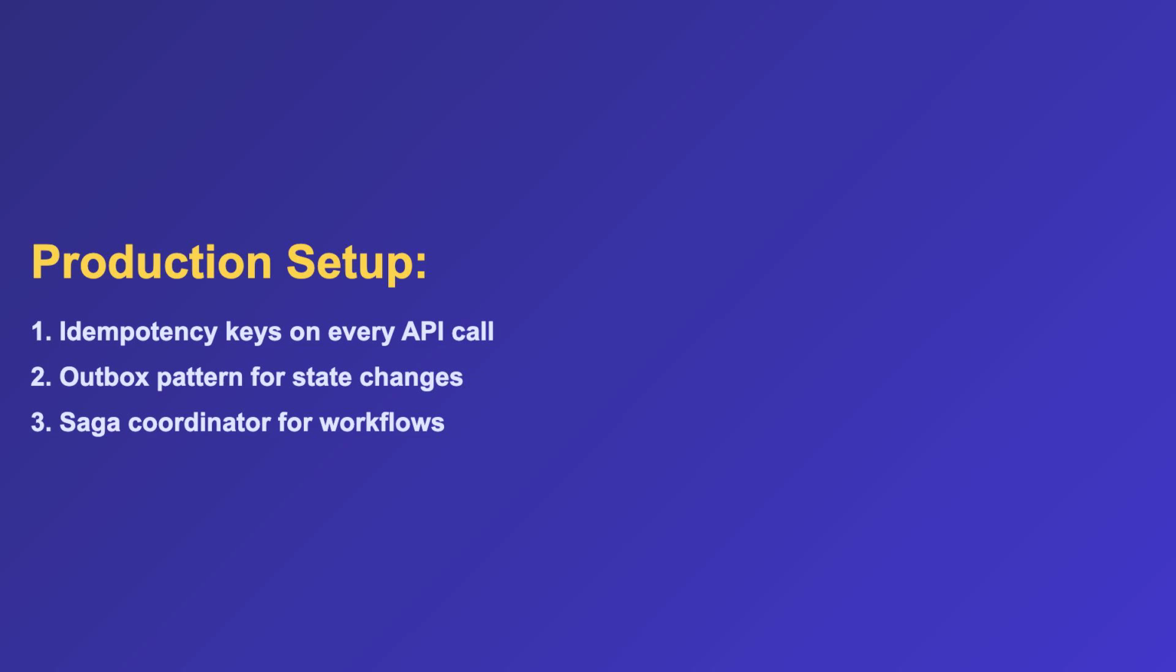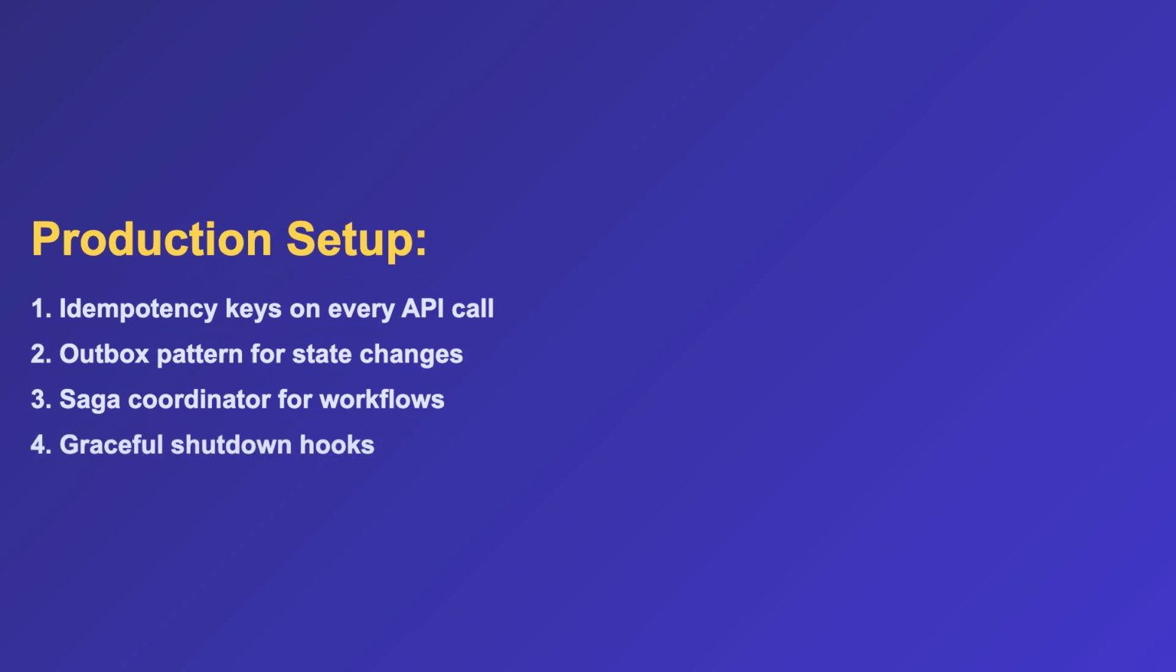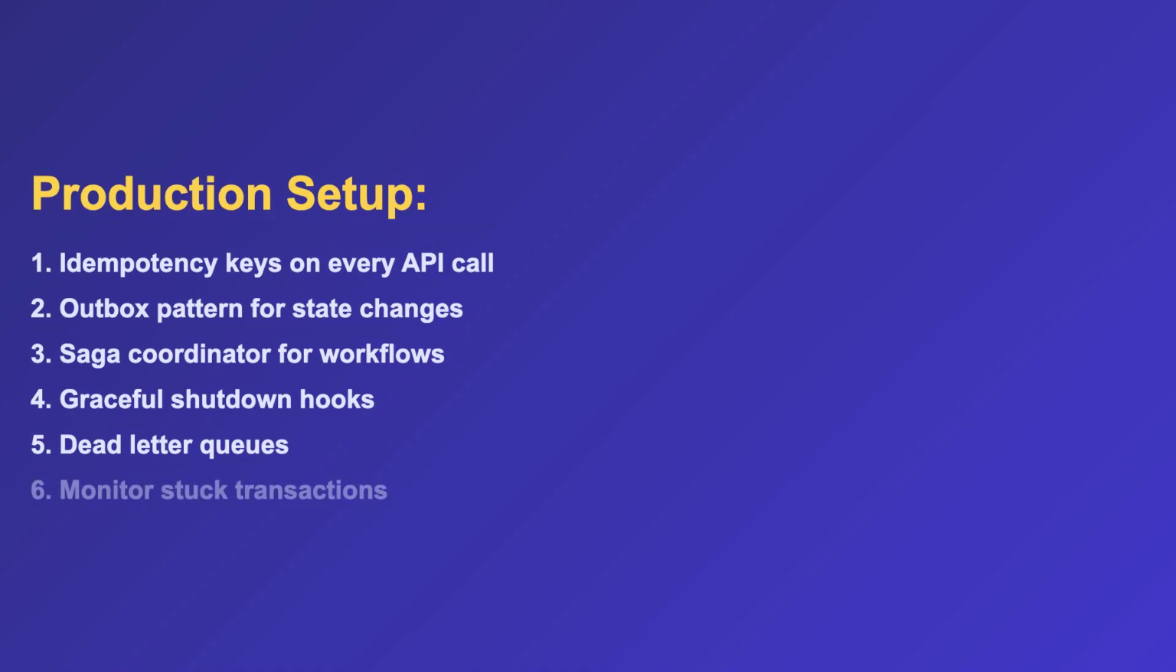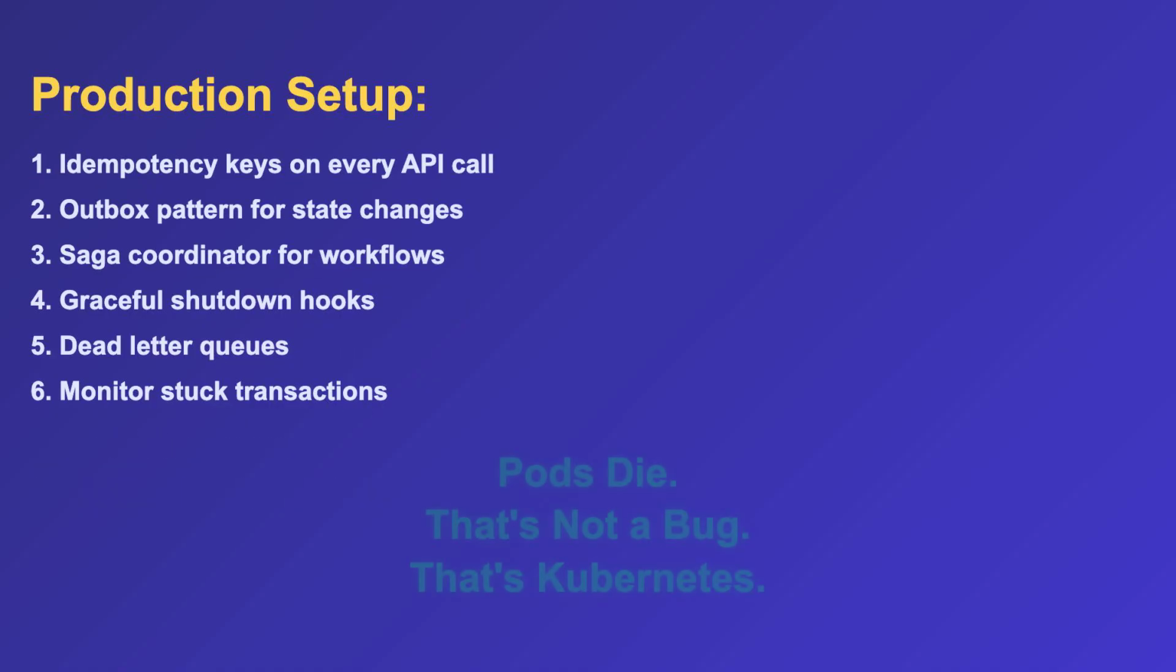Production setup. Always have idempotency keys on every external API call. Outbox pattern for critical state changes. Saga coordinator for complex workflows. Graceful shutdown hooks to finish in-flight work. Monitoring for stuck transactions. Dead letter queues for failures.